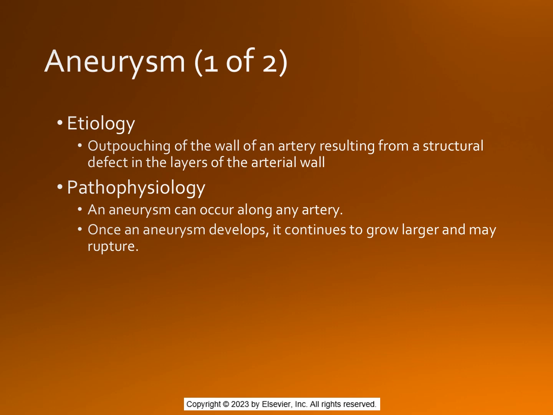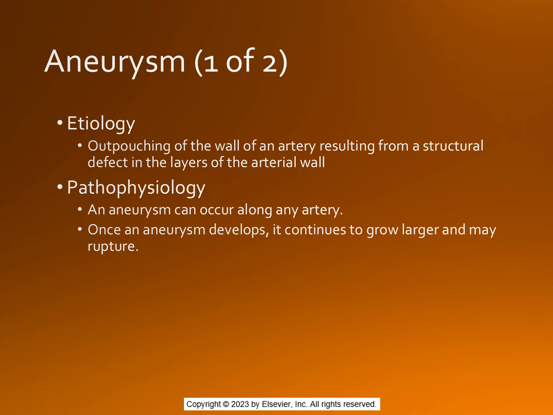Aneurysms are outpouchings of the wall of an artery resulting from a structural defect in the layers of the arterial wall. These typically occur in a weakened area of a blood vessel. Aneurysms are usually the result of plaque formation, genetic predisposition, or hypertension. Long-term hypertension and smoking are risk factors, particularly in men.